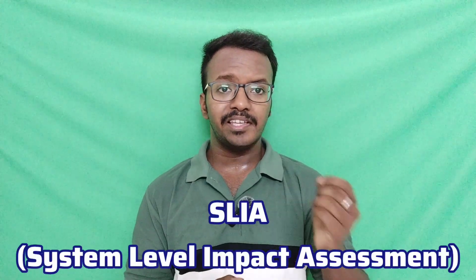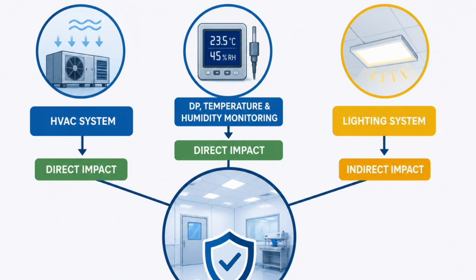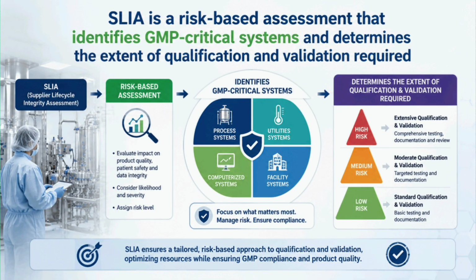The next one, SLIA, System Level Impact Assessment. It is a documented process used to evaluate the product quality and patient safety via new equipment, clean room integration, utilities, and other processing system. Based on the SLIA, there are two types, direct impact and indirect impact. So what are the things that directly or indirectly affect the product quality? Here let me see some examples. HVAC system, direct impact. DP, temperature, humidity, direct impact. Lighting system, indirect impact. So SLIA is the risk based assessment that identifies GMP critical system and determines the extent of qualification and validation requirement.